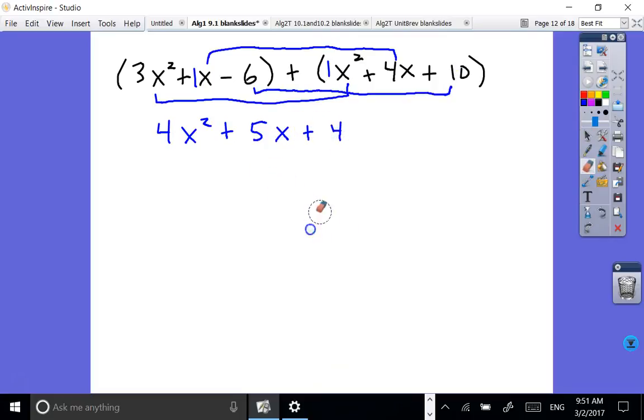So that's how you add polynomials. And you should always leave your answer in standard form. Highest power to the left, decreasing order of the exponents.